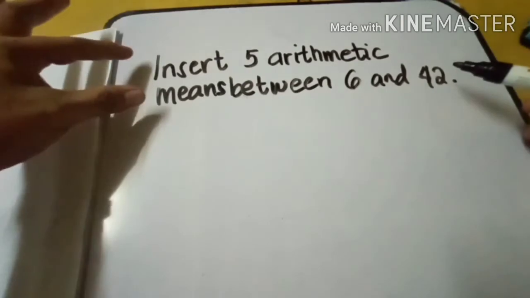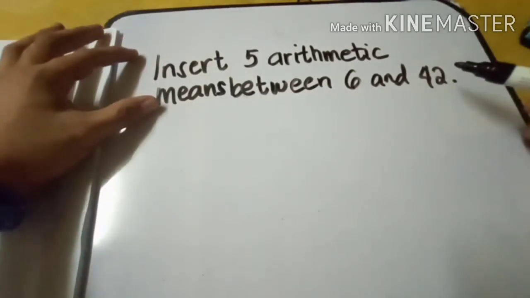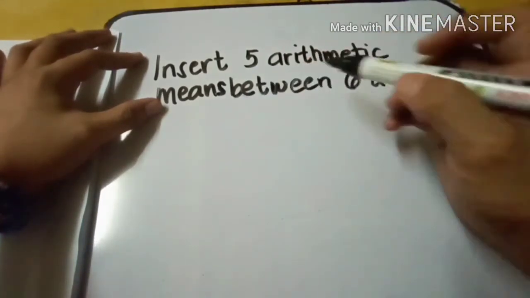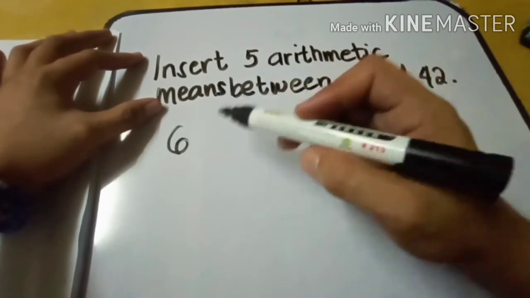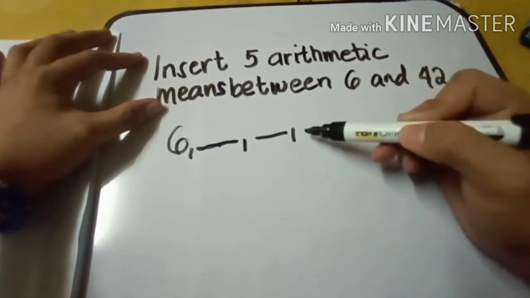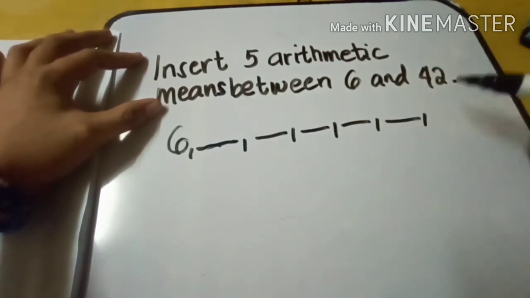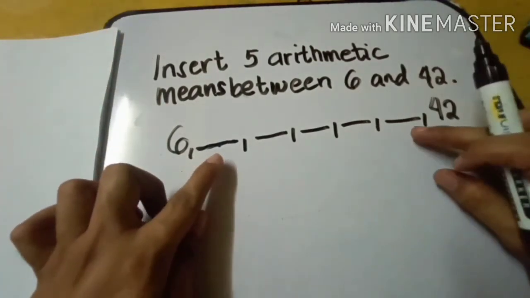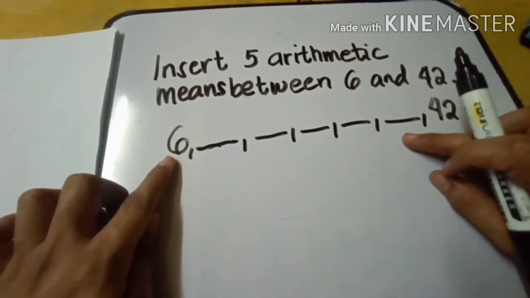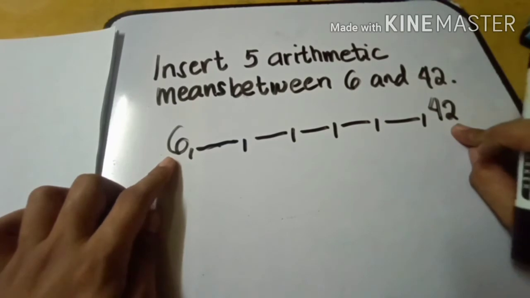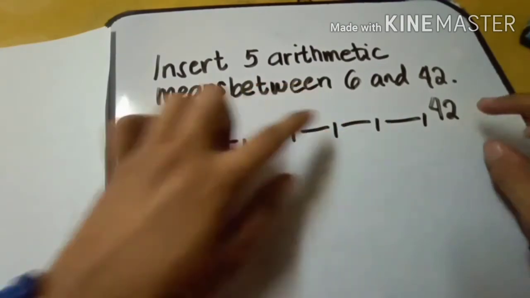So we have to analyze this problem first. It says we have to insert 5 arithmetic means between 6 and 42. So we have the first one, 6. We have to insert 5 terms: 1, 2, 3, 4, 5, and then that is the 42. So we have here the 5 arithmetic means, the first term is 6 and the 7th term is 42. I'm right, so we have 1, 2, 3, 4, 5, 6, 7.